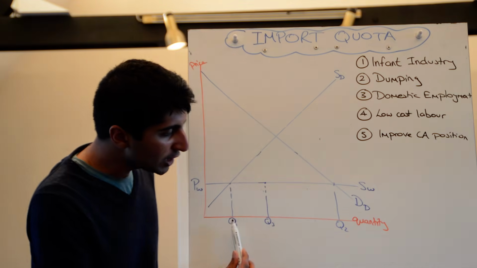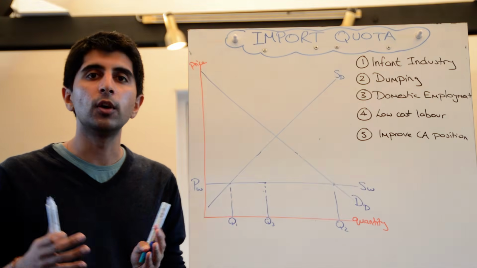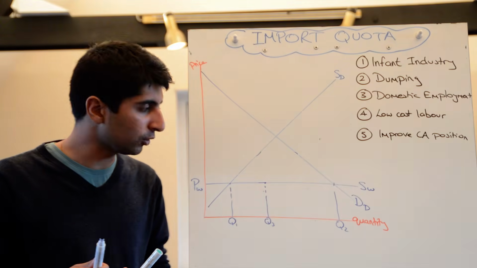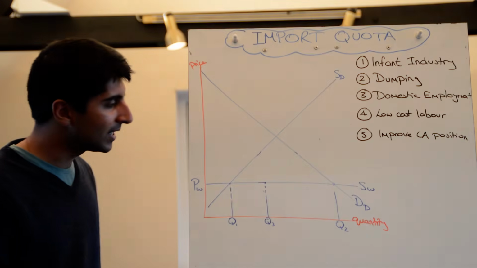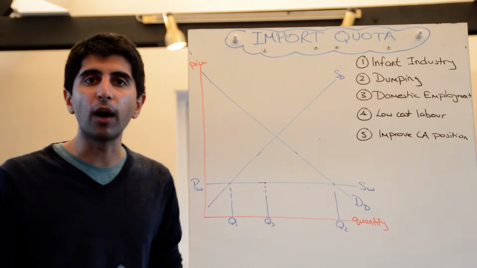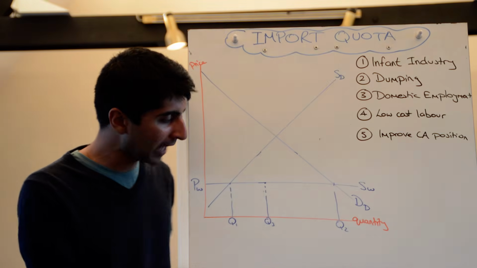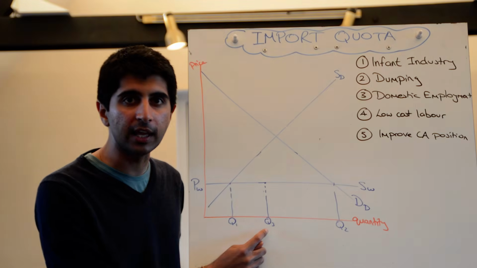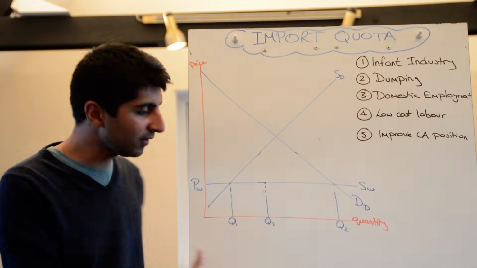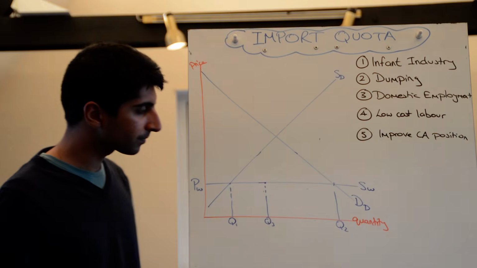So previously, Q1, Q2, the difference between the two, the number of imports coming into the country, that was the excess demand. Now, the government is saying only up to Q3 are the level of imports allowed. So before Q1, Q2 imports, now only Q1, Q3. So the quantity of imports is now capped at Q1, Q3 only.